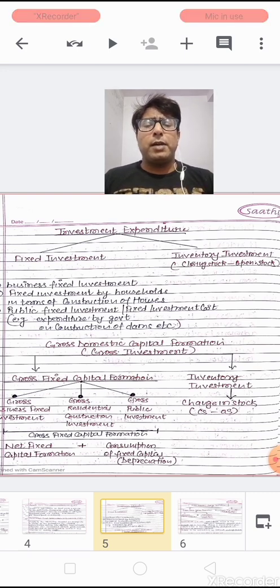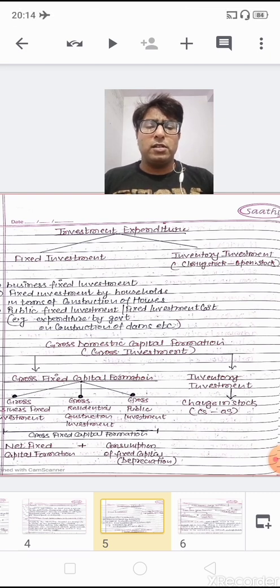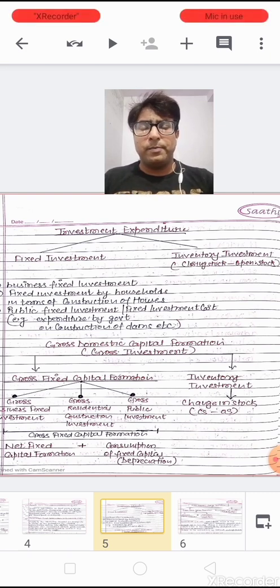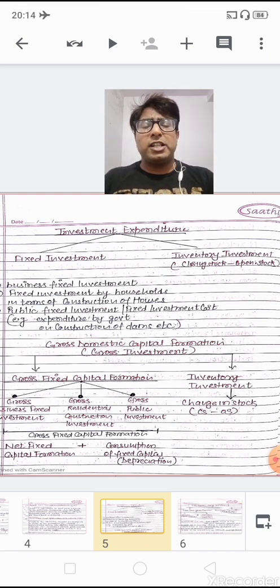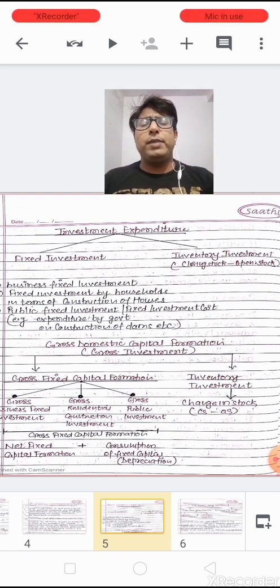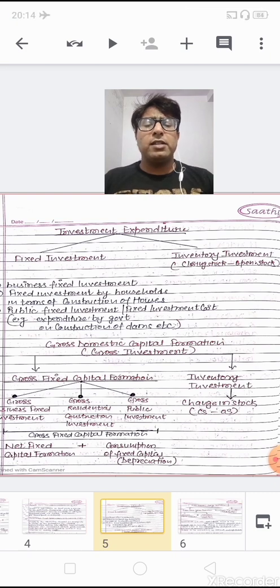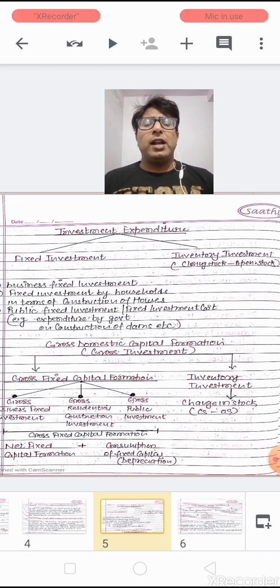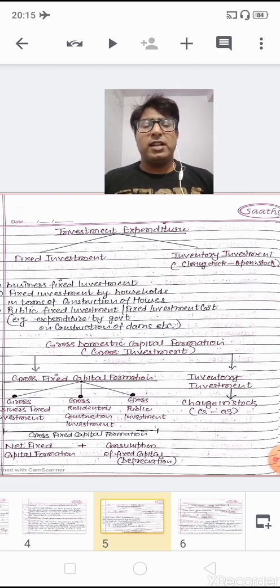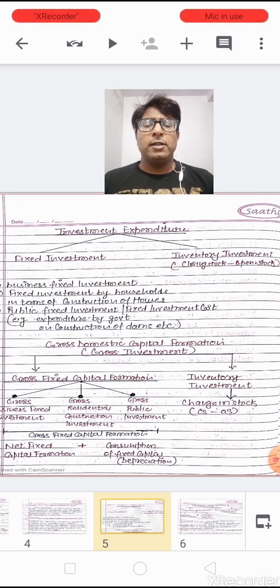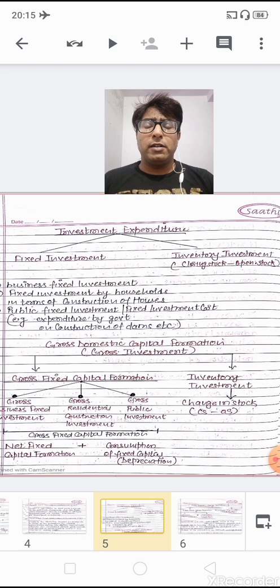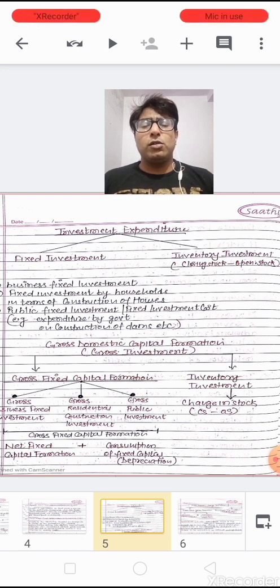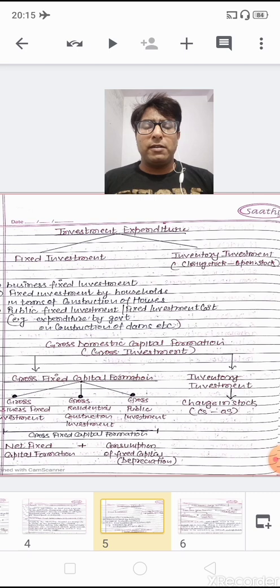Now the second part of investment expenditure is inventory investment. And what is inventory investment? It is known as the change in stock, as I just said. So this investment expenditure can also be reframed as gross domestic capital formation, which we call gross investment. This gross investment is further classified into two broad categories. The first is fixed investment, which we can also write as gross fixed capital formation.